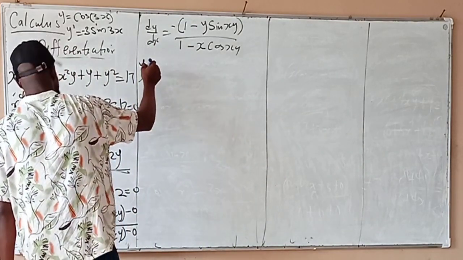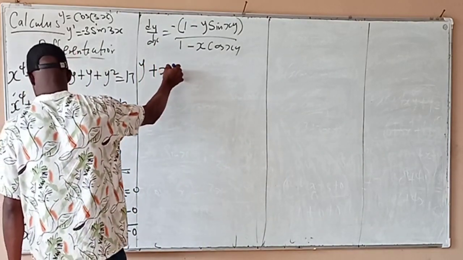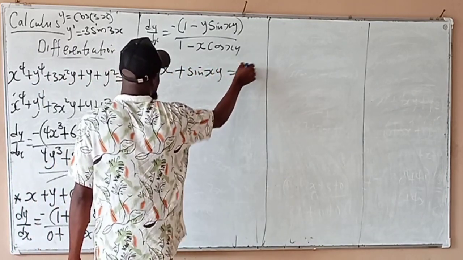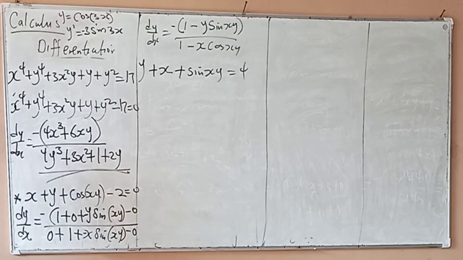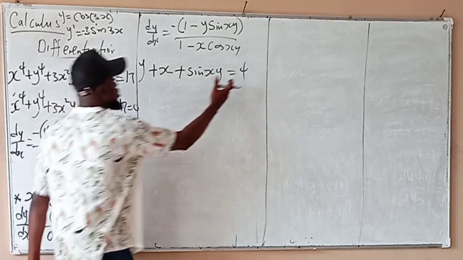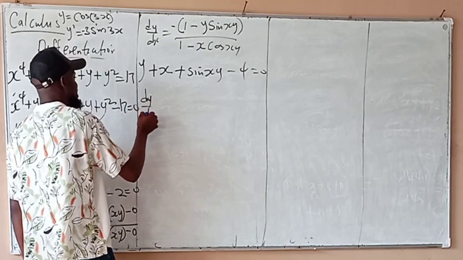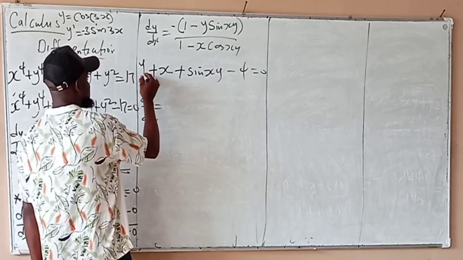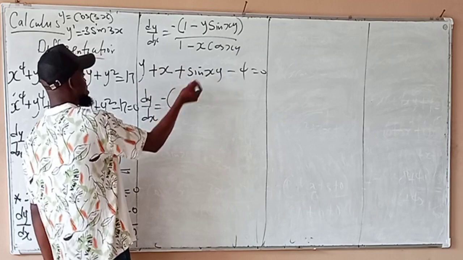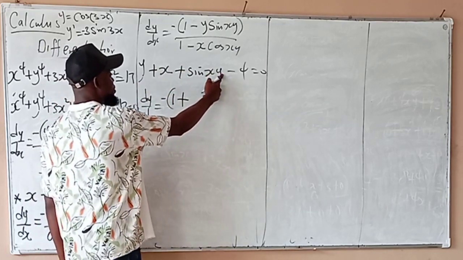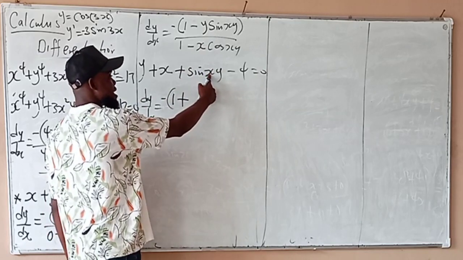If y plus x plus sin xy is equal to 4, what will be dy over dx? Remember, you move this one side to this side and you put it to 0. The dy over dx, this one will be what? Differentiate this one, minus. Differentiate this one, 0. Differentiate this x, 1, plus differentiating xy, differentiate x out, so you have 1.